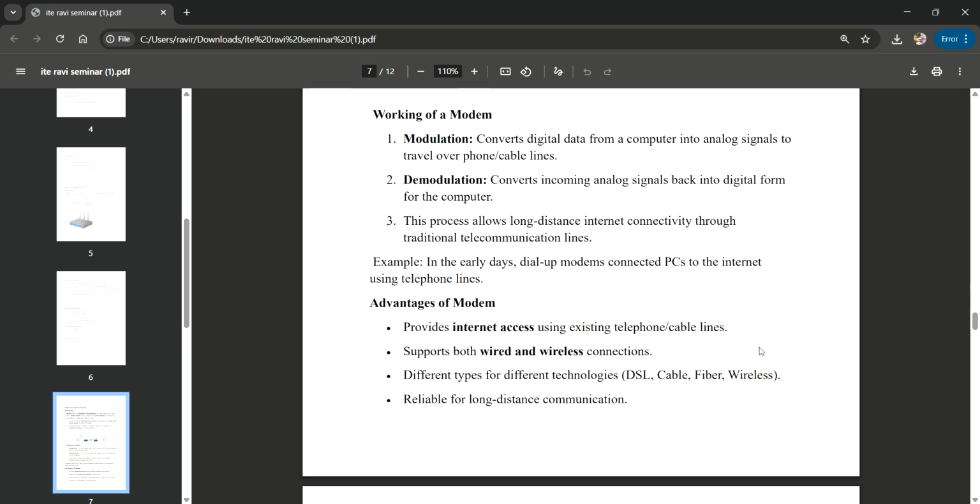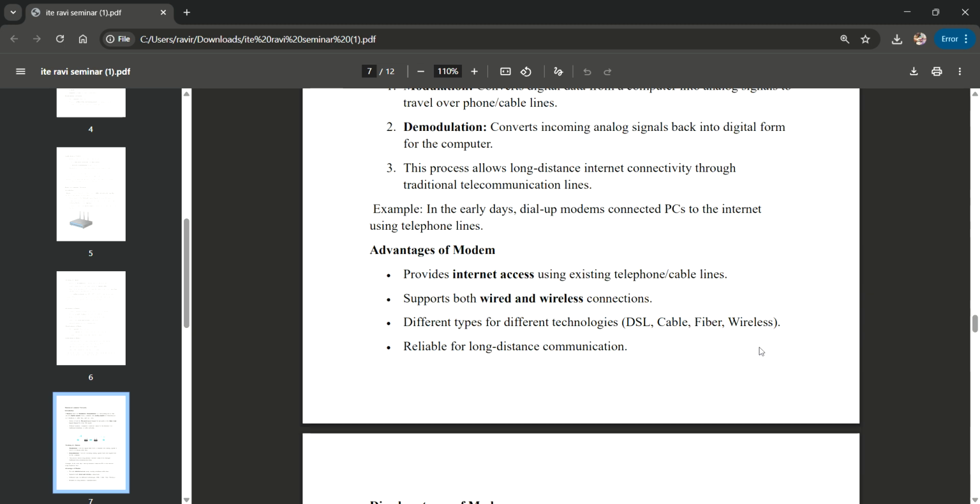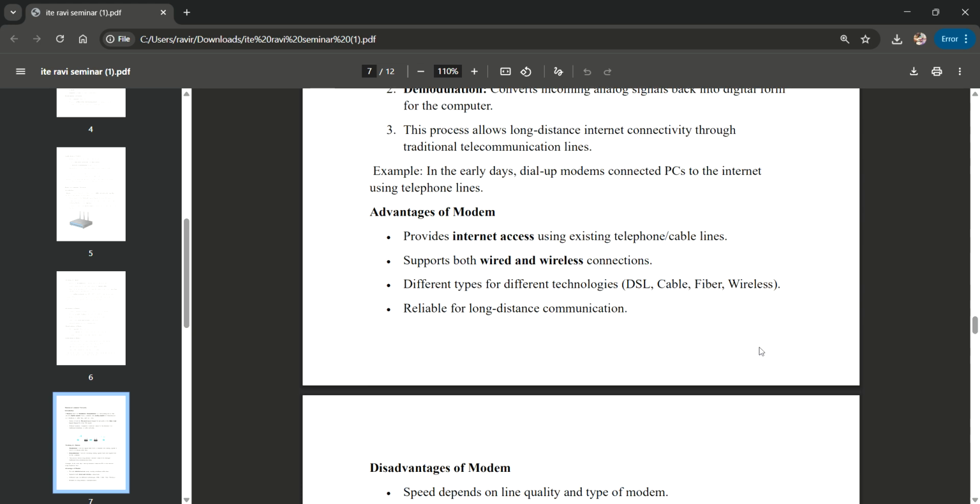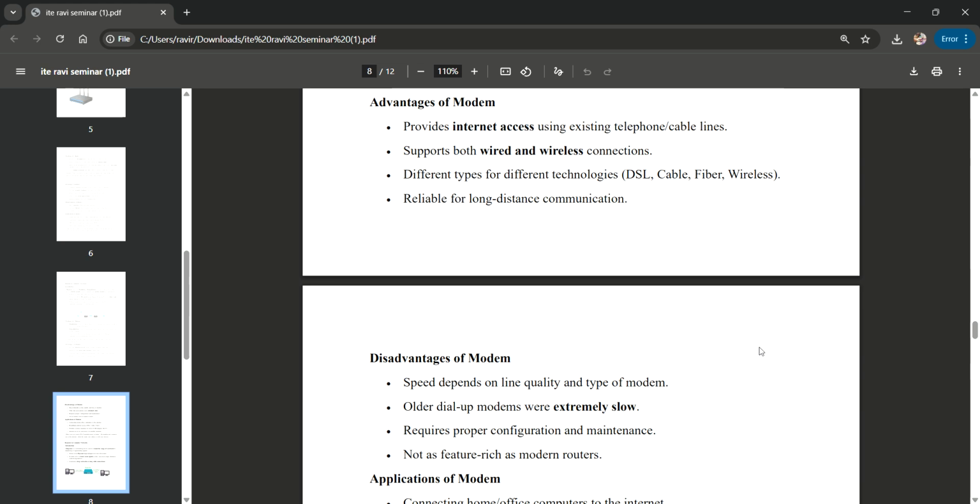Coming to the advantages of a modem, it provides internet access using existing telephone or cable lines. It supports both wired and wireless connections as well. It provides different types for different technologies such as DSL, cable, fiber, and wireless. It is more reliable for long distance communication. The disadvantages of a modem are that it depends on line quality and type of modem. The older dial-up modems were extremely slow. It requires proper configuration and maintenance at periodic intervals, and it is not as feature-rich as modern routers.